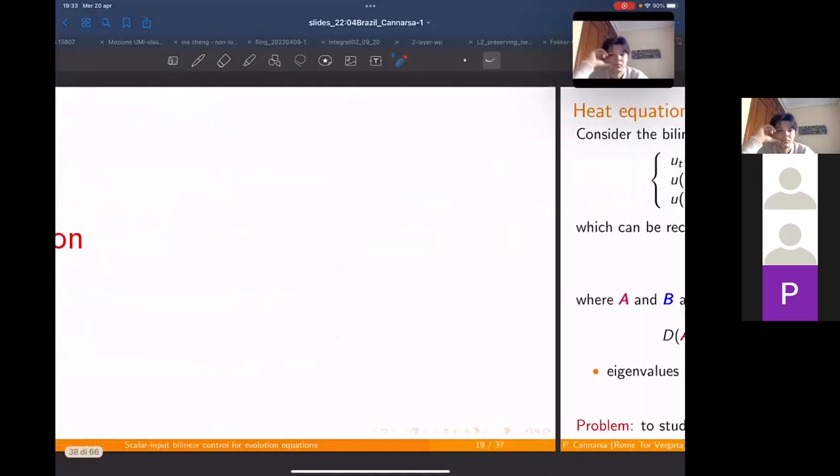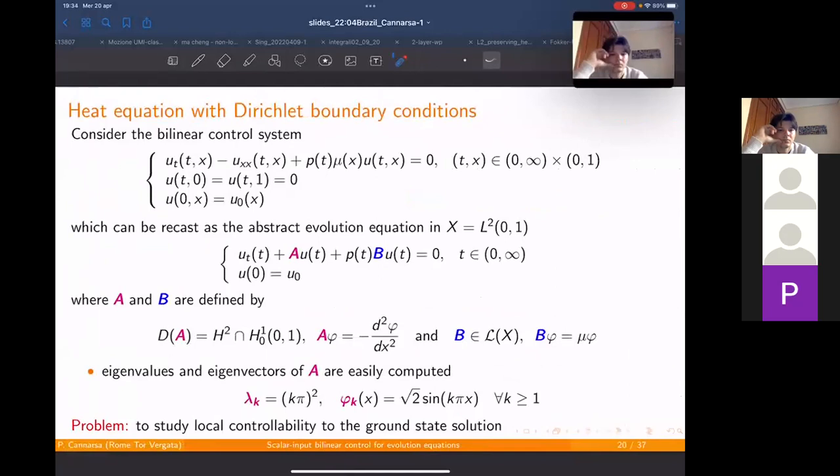Okay, now let's look at some examples. So this is the heat equation with a bilinear control on the potential, on the 0 order term, with Dirichlet boundary conditions on the interval 0, 1. So you can recast it in this abstract framework. And your operator A is minus the Laplacian, the second derivative with 0 boundary conditions. And then your operator B is just a multiplicative operator times this coefficient mu of x. Then you compute easily the eigenvalues and the eigenfunctions.